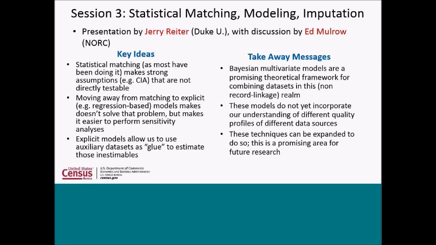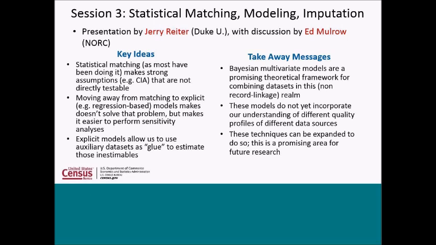Some of the takeaway messages: I believe that Bayesian multivariate models are a very promising theoretical framework for combining data sets in this non-record linkage realm. And I believe that Raghu's presentation this morning is going to focus on that as well. Based on what I've seen, I don't think that these models yet incorporate our full understanding of the different quality profiles of the different data sources.